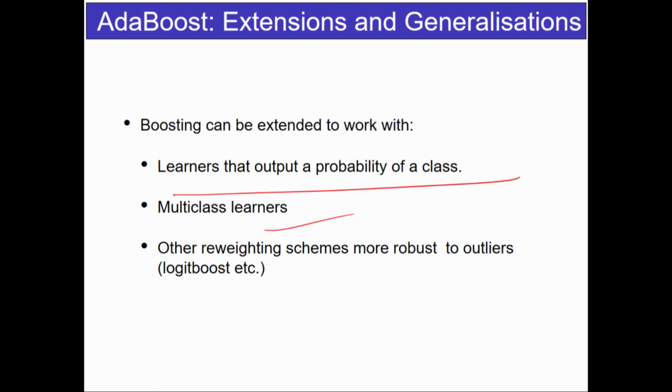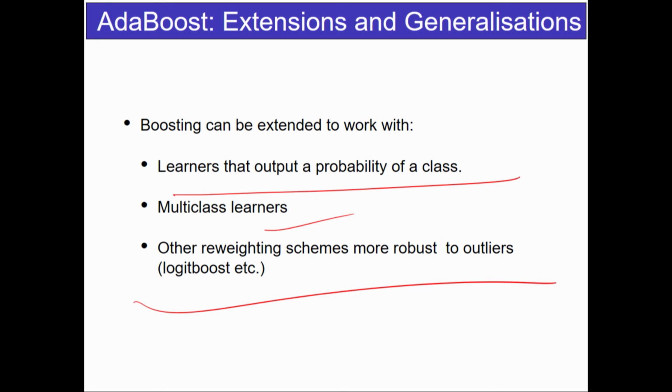It will also work with multi-class learners. This was just binary classification, but you can also have multi-class. It requires modifications, but it is possible. And there are other reweighting schemes. The problem generally with AdaBoost is that it is not very robust to outliers. I'm not defining what outliers are for you now, but it's a problem that you will encounter.